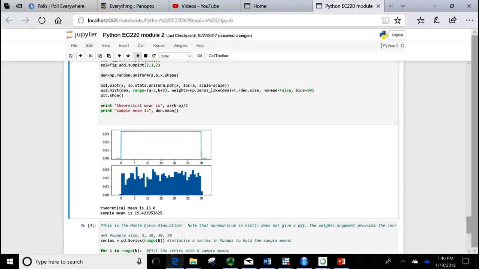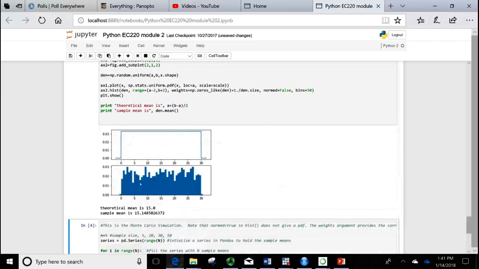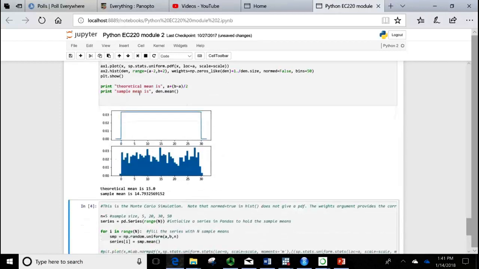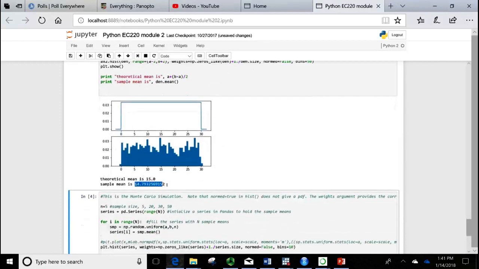So let's try it again. We do this any number of times that we desire. You can see this time it's 15.14. It's a little bit closer. Do it again. This time it's 14.79. I've undershot it a little bit.